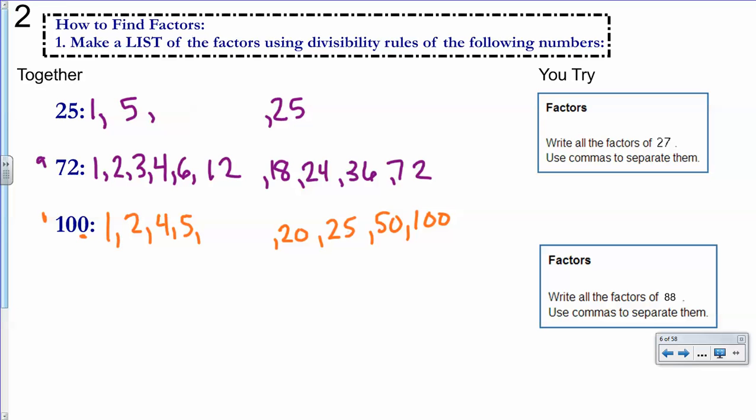How about 6? No, because I don't have a 3. 7? No. 8? No. 9? No, because it adds up to 1. How about a 10? 10 times 10, and that should be it. So these are 1 times 100 gives me 100. 2 times 50 gives me 100. All of these are my factors of 100. Okay? Now you're going to do the 2 U-try problems.